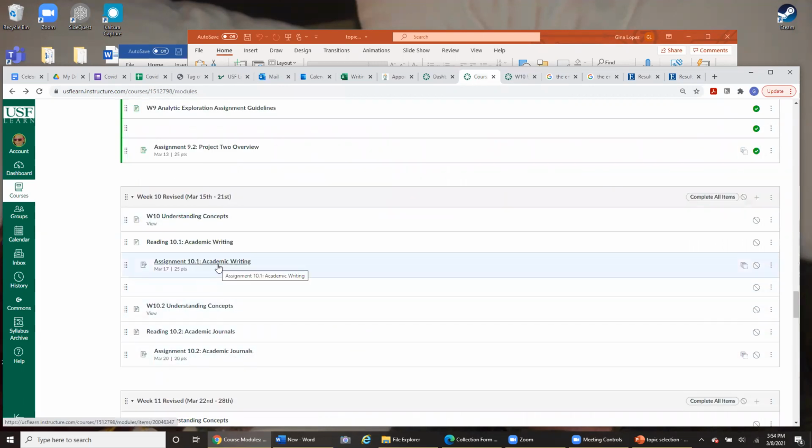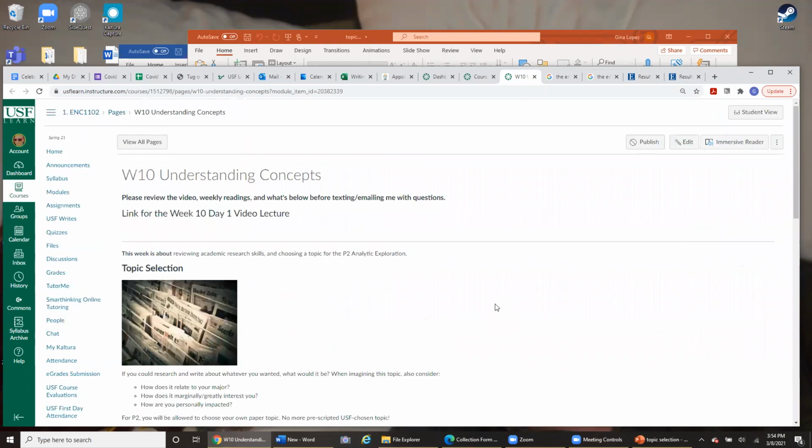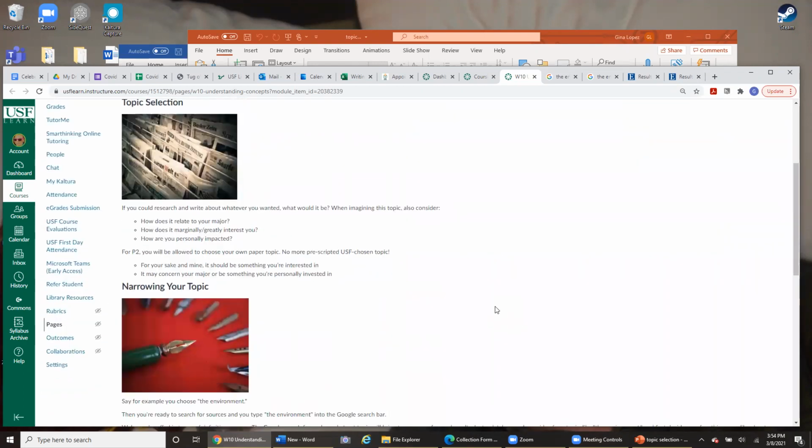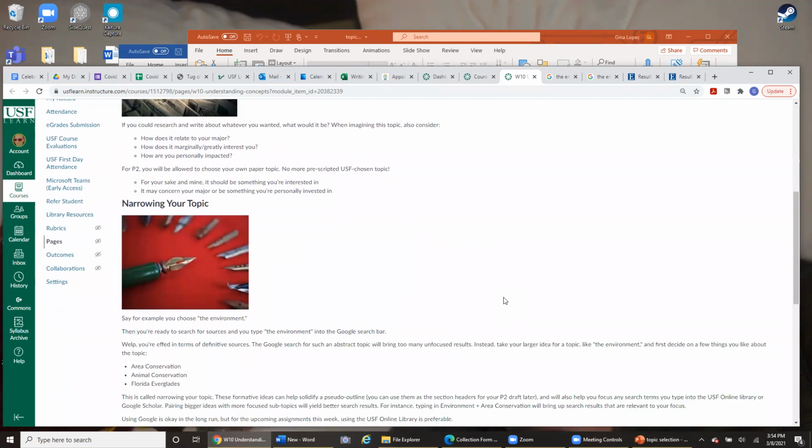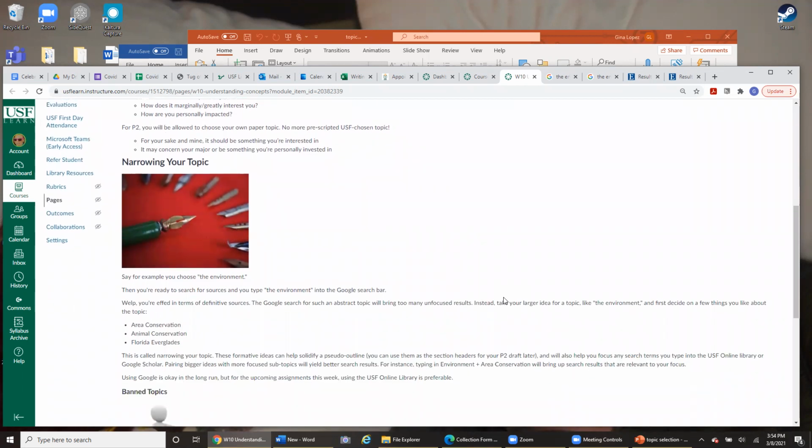We're going to start talking about topic selection. So when you click on understanding concepts, it's talking all about a topic you care about, one that you're invested in, hopefully something that relates to your major.